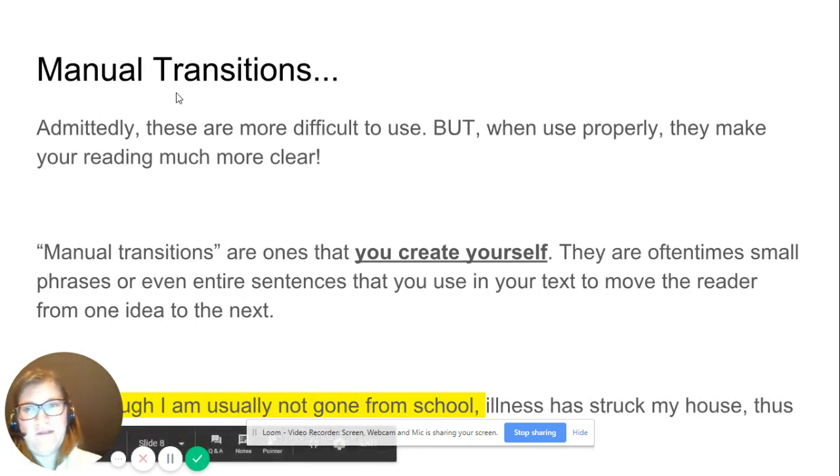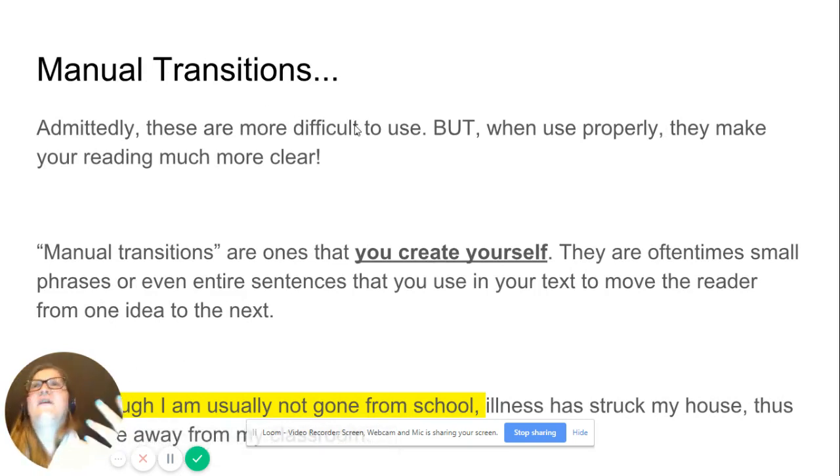So manual transitions, now these are more difficult. So the automatic transitions, you've been using, like, my son uses them. My son uses automatic transitions. He uses the word and, but, because. Manual transitions are more difficult, but when they are used properly, they are incredibly effective for your writing.